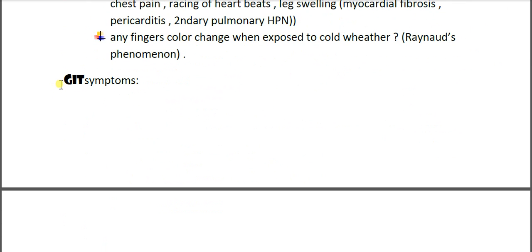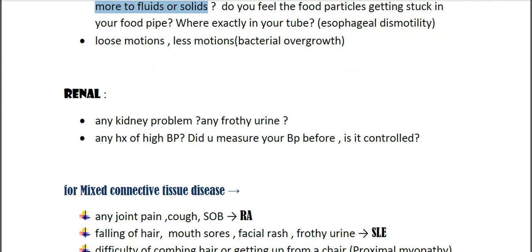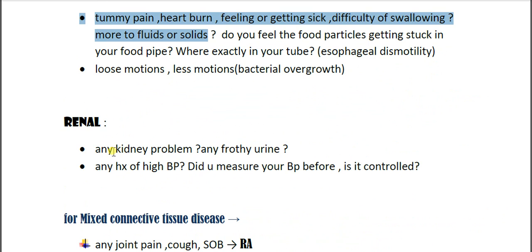GIT, you took the history of GIT already. No need to take it again. Renal. Any kidney problem at all? No, doctor. What about her water work? What about the amount? Any change in the amount or the color? No, doctor. Any frothy urine? No, doctor.